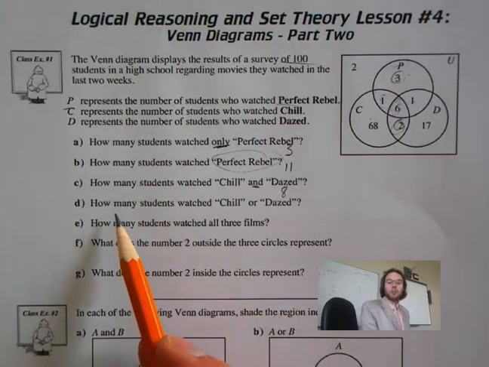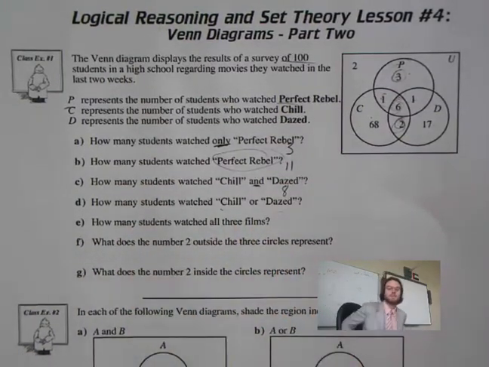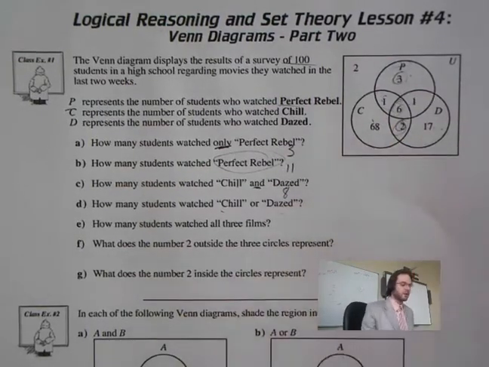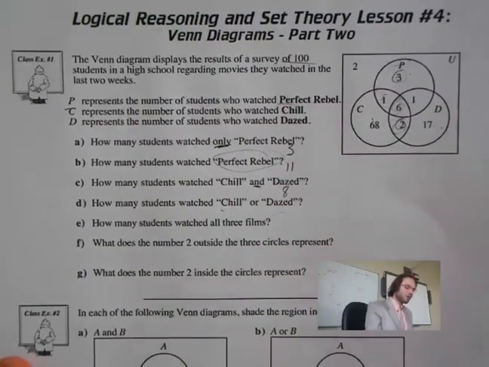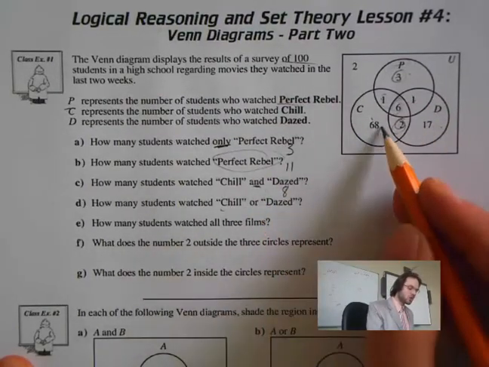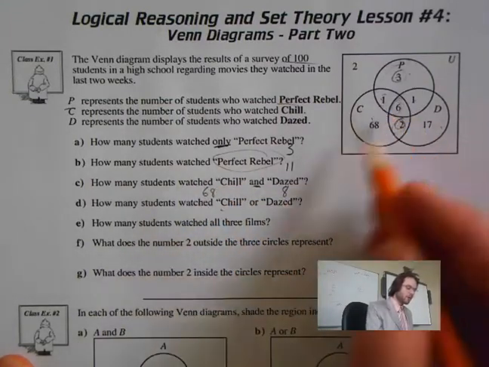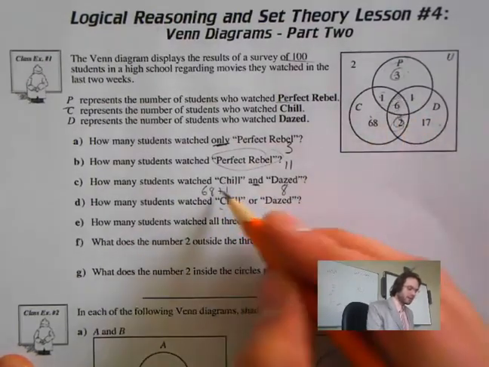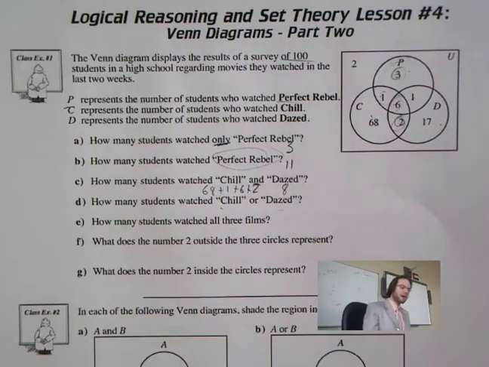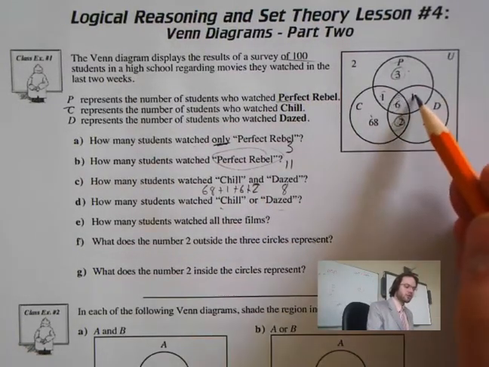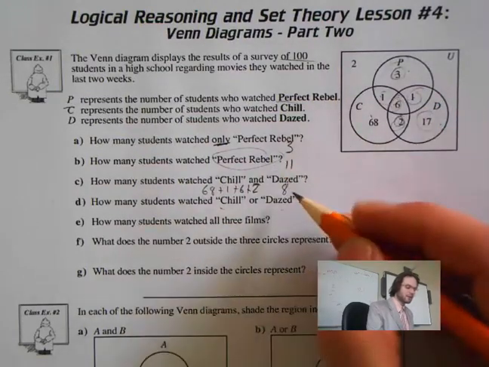Next question says, how many students watched Chill or Dazed? So now we have this or this. So that could be everything in Chill and everything in Dazed. Let's look at everything in Chill. We have 68. Then we have 1. Then we have 6. Then we have 2. Okay? But now, how many also watched Dazed? Well, we have these here, because these are already counted, so we only have plus 1 and 17.